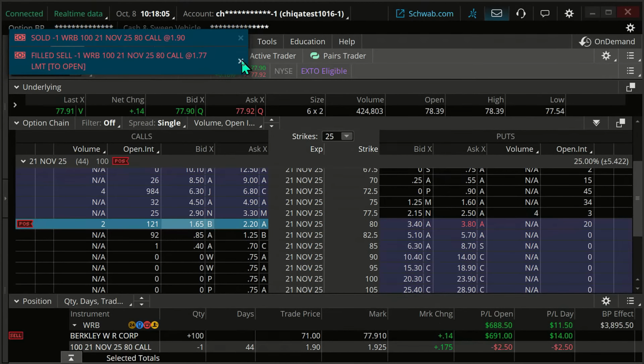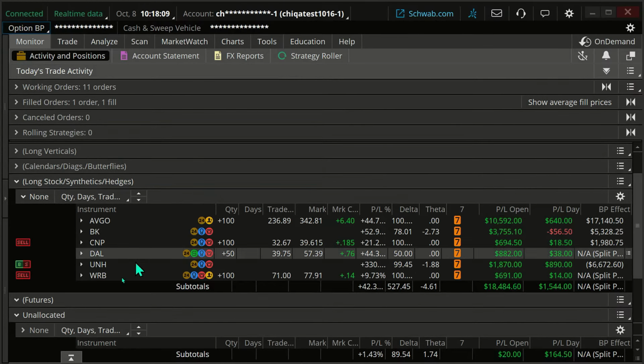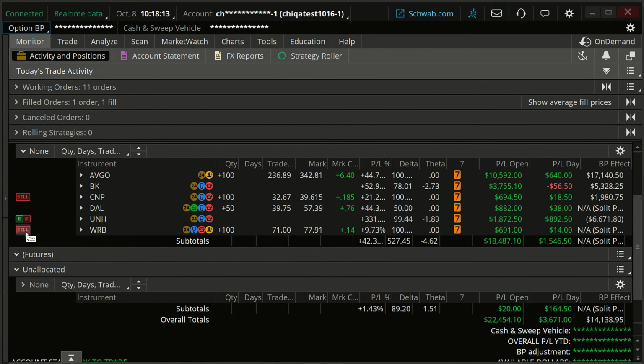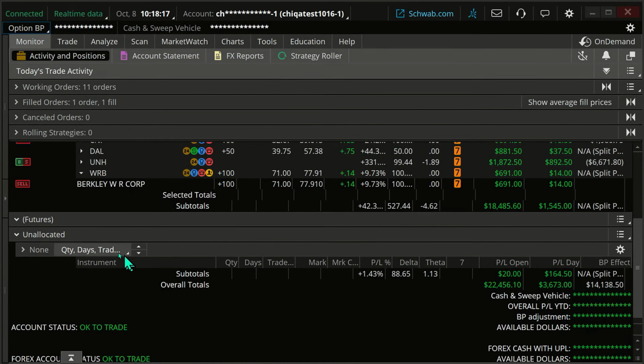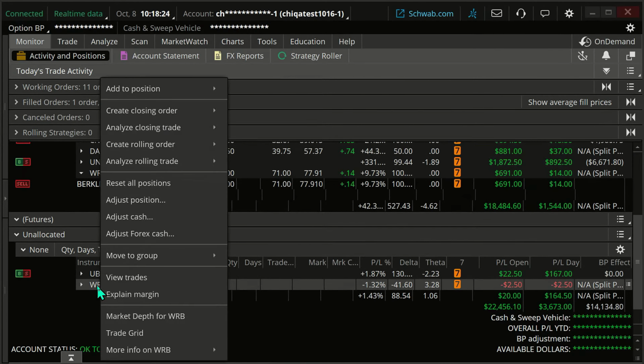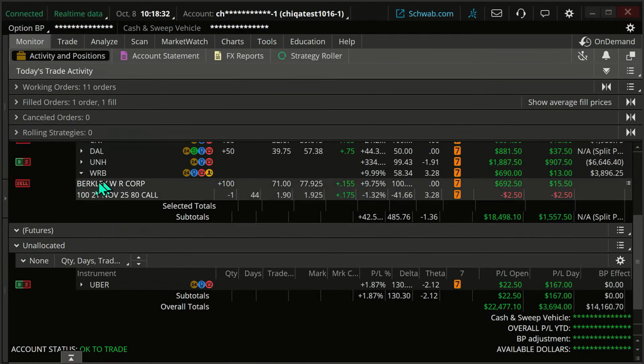And there we go. We have that. Now, when this shows up, it's not going to show here. It's going to go to my unallocated. But if I want to move that, I can just move to group and move this to my appropriate group. And now it's all going to link up right there.